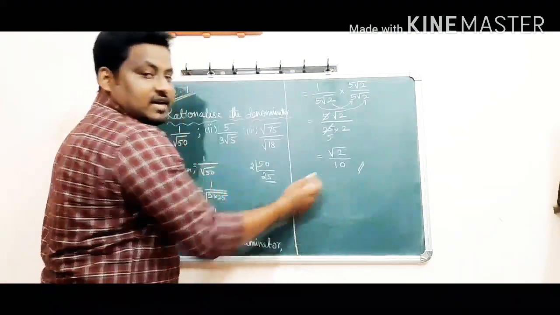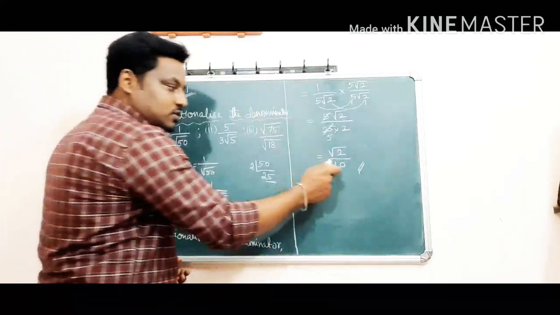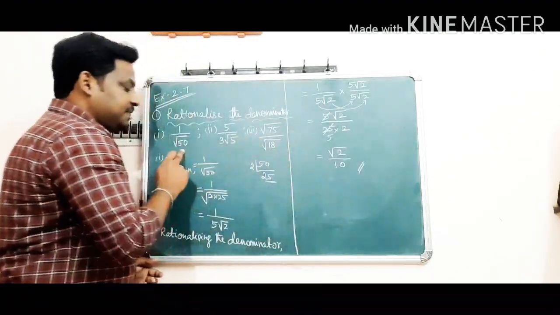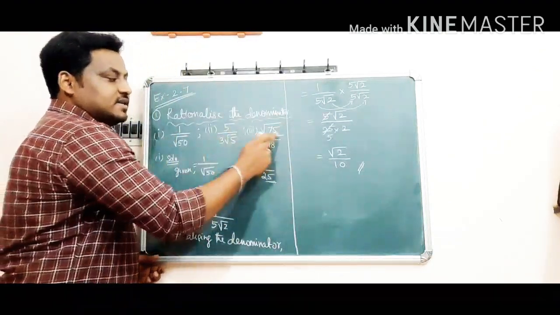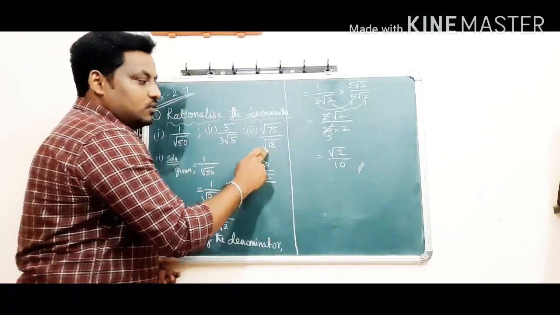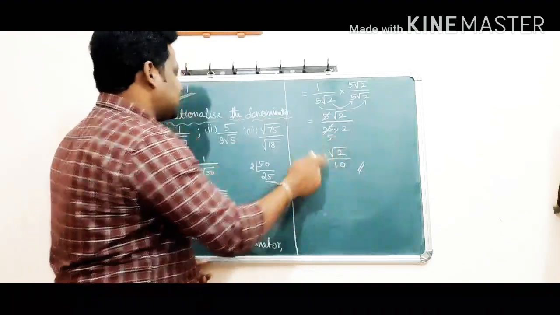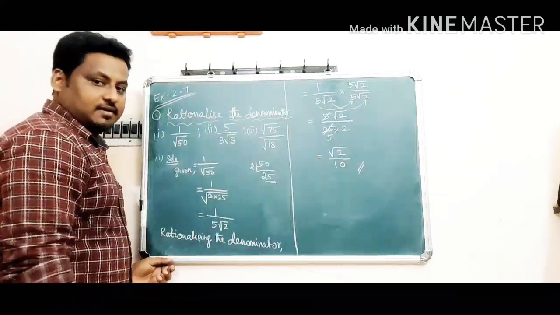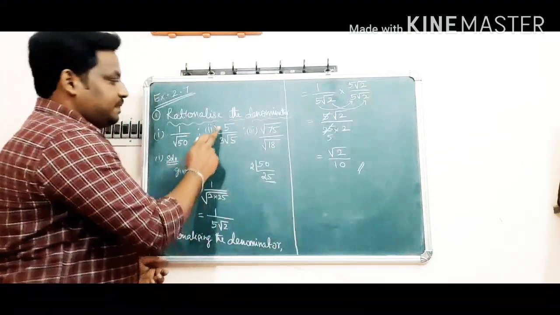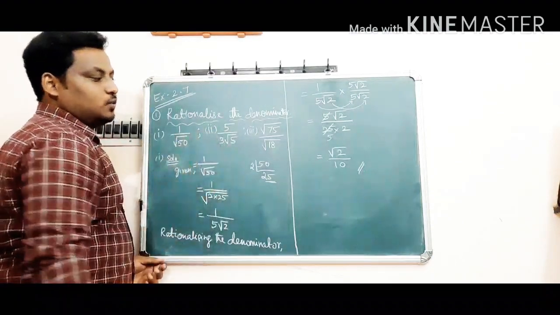Here the denominator value is an integer number. So you have to change the denominator as an integer. Some values are given as denominator with root value, that should be changed into an integer. That is what rationalizing the denominator is. Clear? Now second question, 5 divided by 3 root 5.